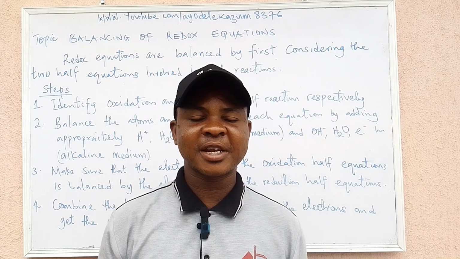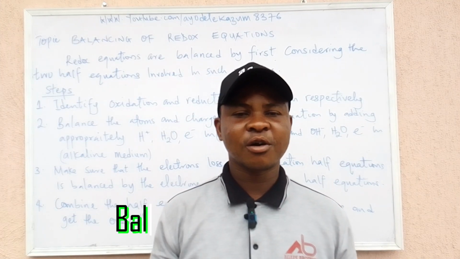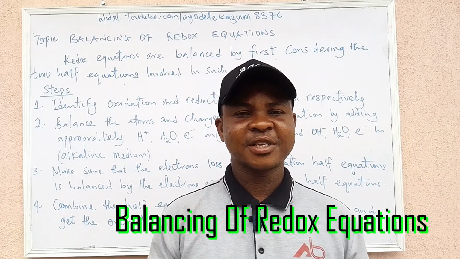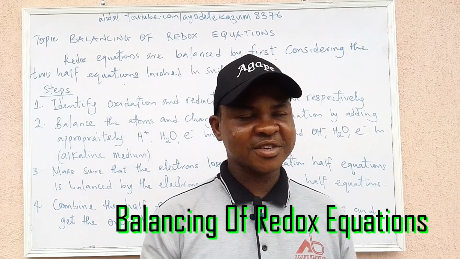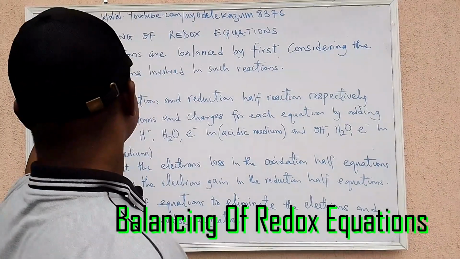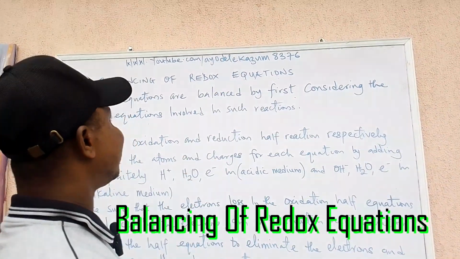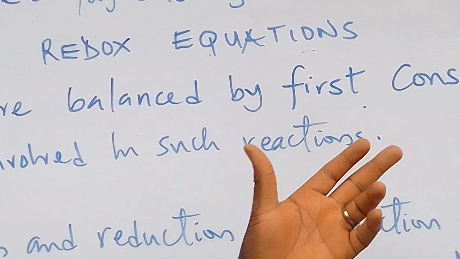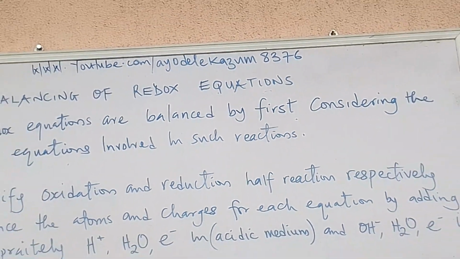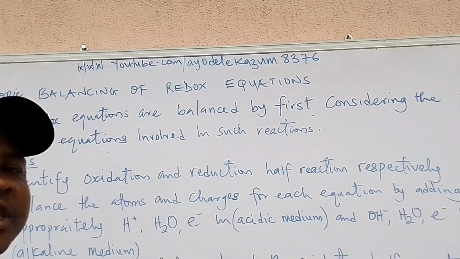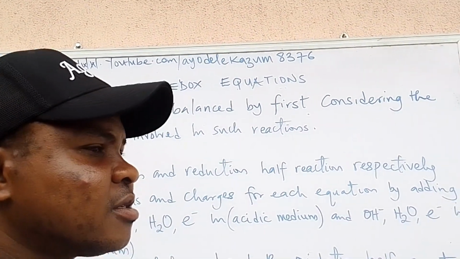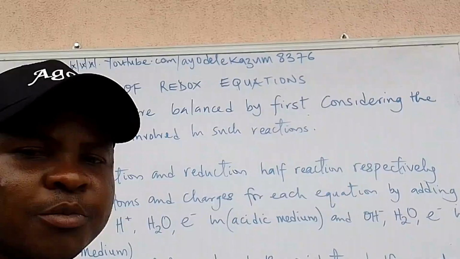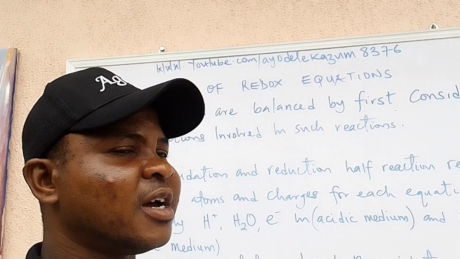In this topic we will be looking at balancing of redox equations. Let's quickly dive in. Redox equations are balanced by first considering the two half equations involved in such a reaction. In other words, we'll be looking at certain steps that will help us to balance a redox equation.